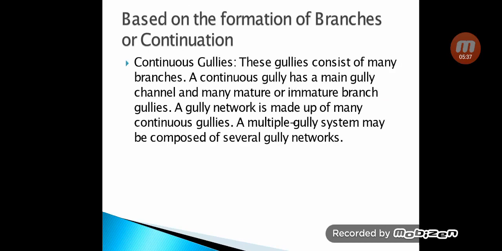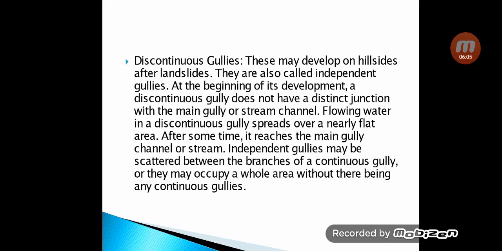Next, on the basis of continuation of branches, gullies are classified as continuous and discontinuous gullies. Continuous gullies consist of many branches and form a network of gullies. A continuous gully has a main gully channel and many mature or immature branch gullies. A gully network is made of many continuous gullies. Second is discontinuous gullies. They do not have branches and are also called independent gullies. These may develop on hillsides after landslides.